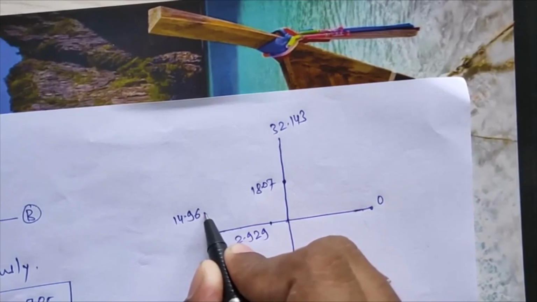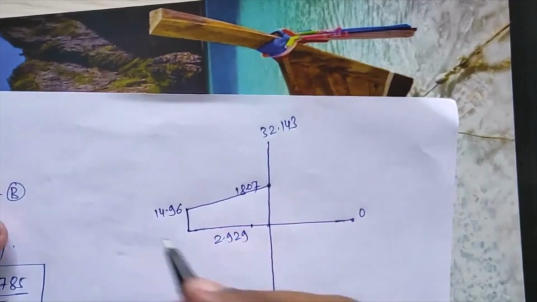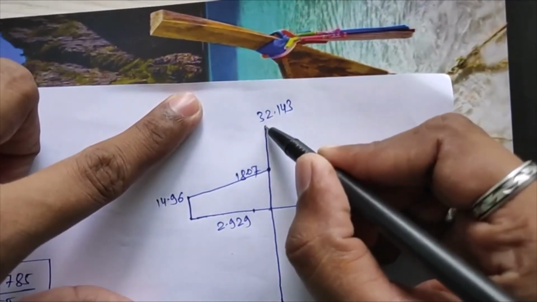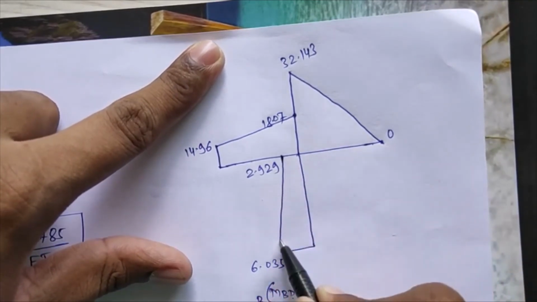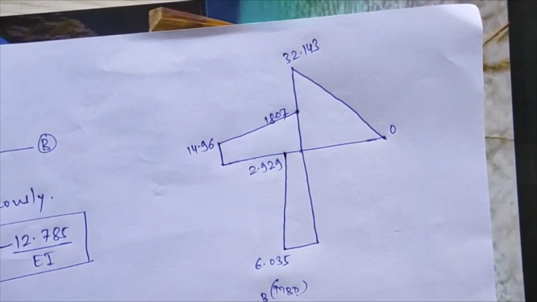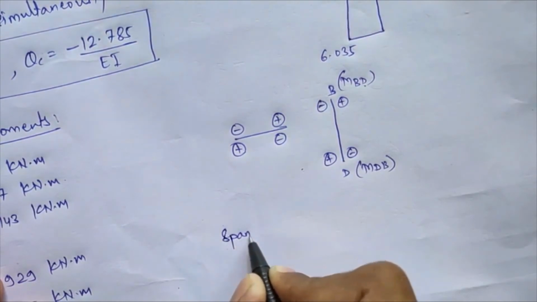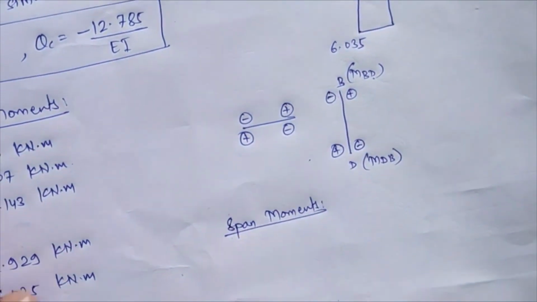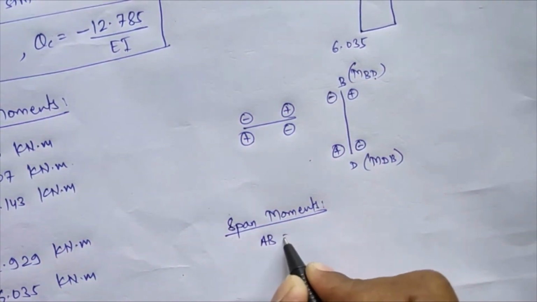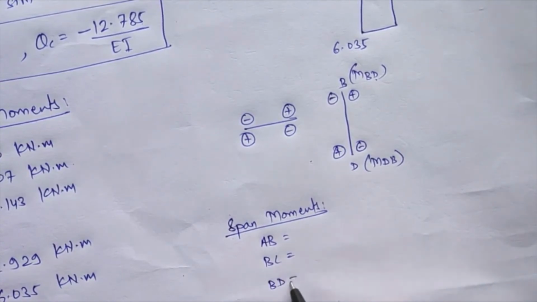See, from 14.96 we are going to 18.07, and then from 32.143 we are going to 0, and from 2.929 we are going to 6.035. So this will be your complete plotting of your support moments over there. Now we'll see for span moments. Okay, span moment AB, span moment BC, and span moment BD over there.